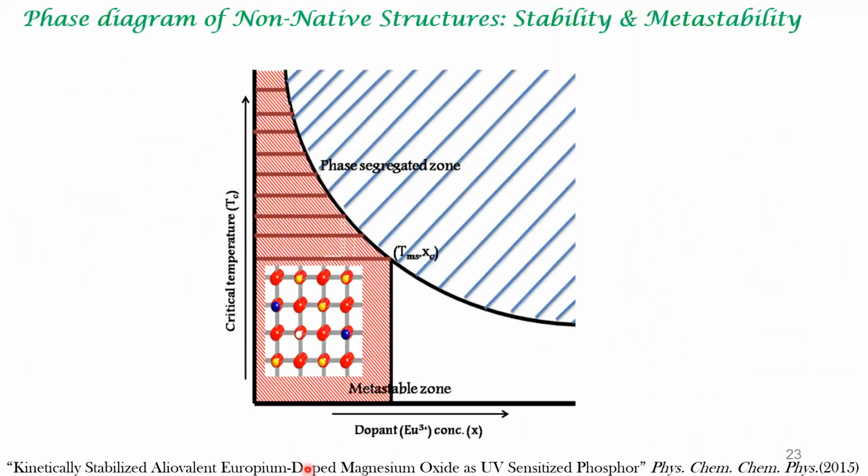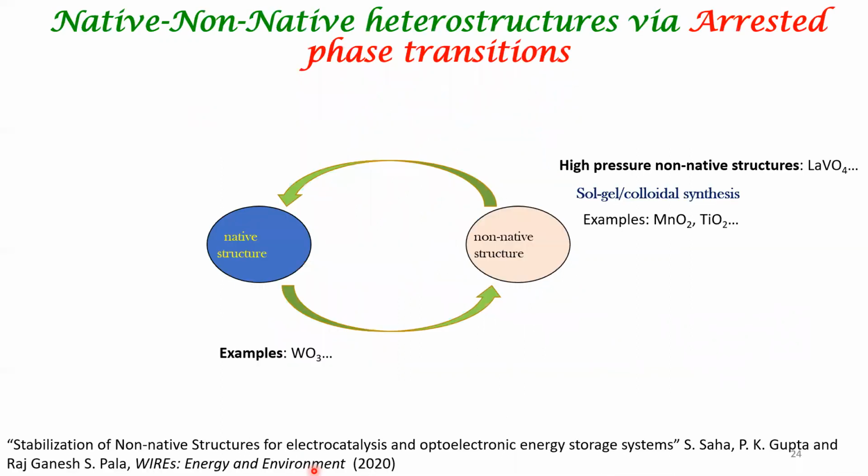We also looked at regimes wherein these metastable structures are stable. For example, in this case, europium-doped magnesium oxide was analyzed, and we identified temperatures and dopant concentration wherein we can metastabilize these structures. This is elaborated in this manuscript.